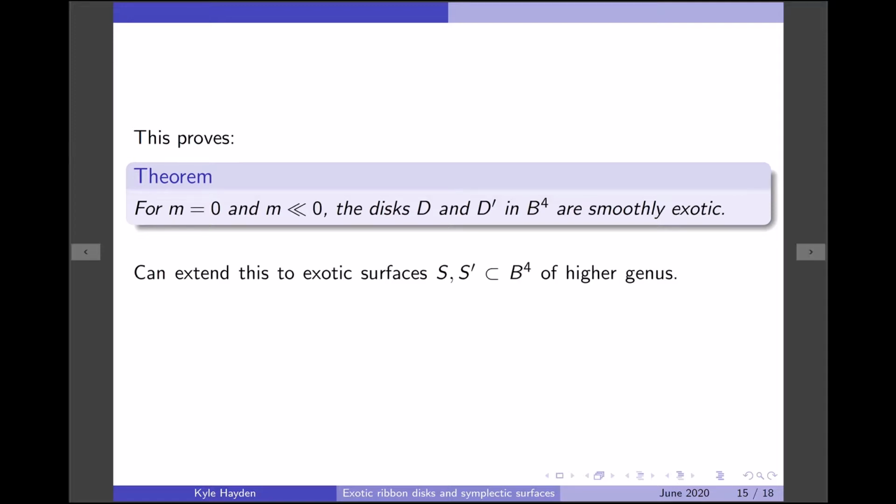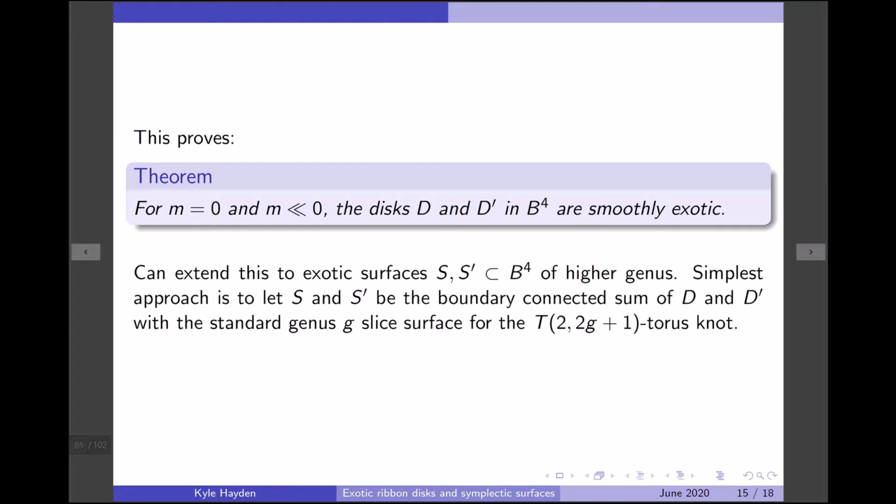Now, for higher genus, there are a couple options, but the simplest thing to do is to take, for example, the standard genus g slice surface for the T(2, 2g+1) torus knot and simply boundary sum it onto each of these disks D and D prime to get some genus g surfaces S and S prime. For these particular choices, it's easy to check that the previous construction and argument goes through, and we can distinguish these surfaces using their branched double covers.